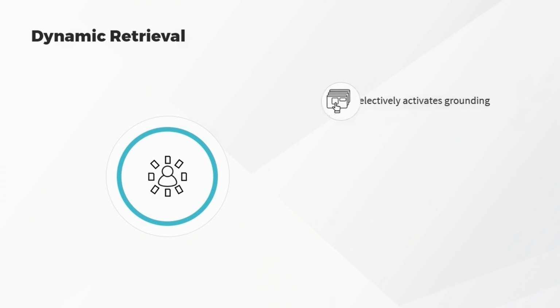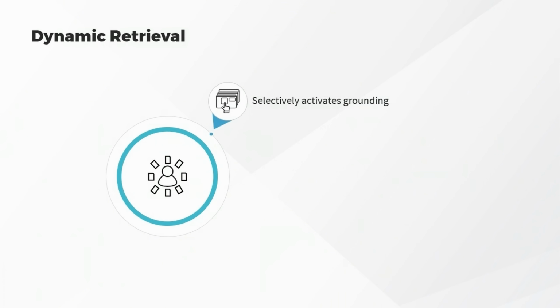Now, Gemini models need not always use grounded sources for its response. It has the ability to selectively activate grounding. The system will evaluate whether a prompt requires up to date or specialized information. If the model's existing knowledge suffices, grounding is bypassed. Otherwise, it will retrieve the data from grounded sources such as Google search.